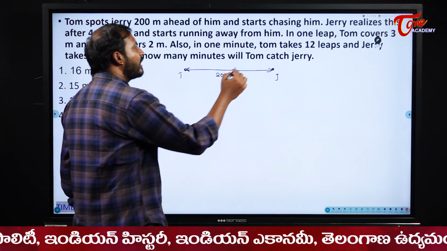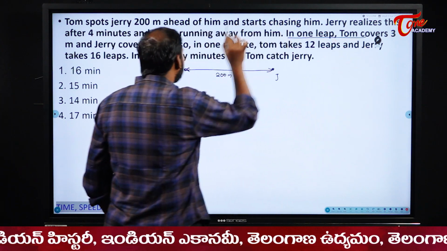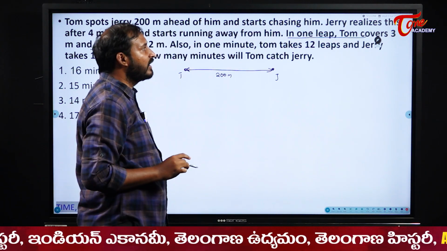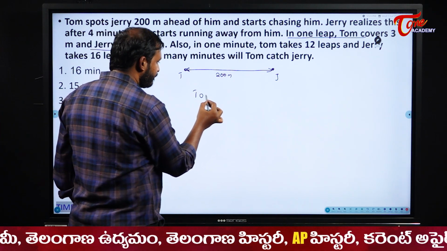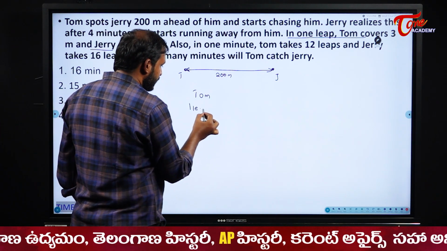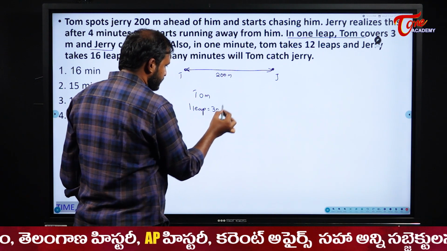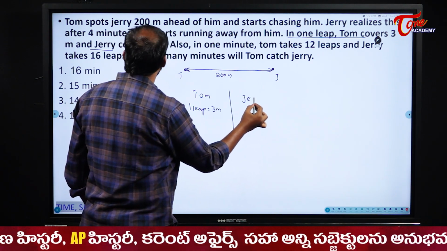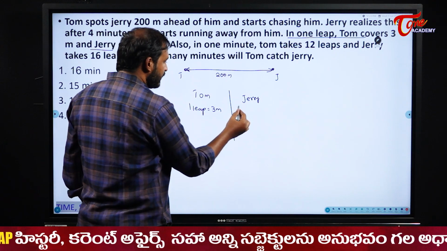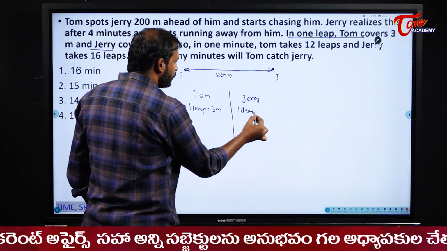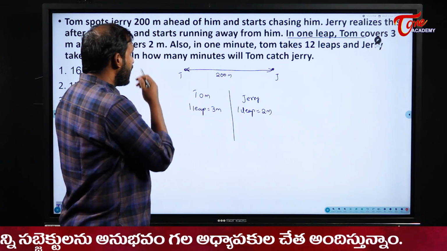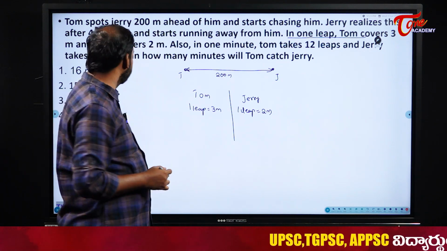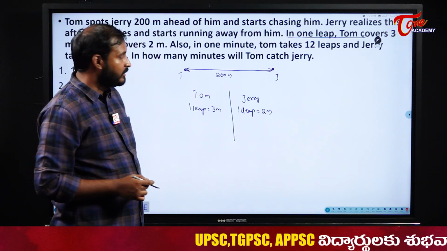Now come to the distances covered. We will come to that next case later. In one leap, Tom covers how many meters? 3 meters. So Tom, in one leap, is going to cover 3 meters. When it comes to Jerry, in one leap, he is going to cover 2 meters. Also, in 1 minute, Tom takes 12 leaps and Jerry takes 16 leaps.